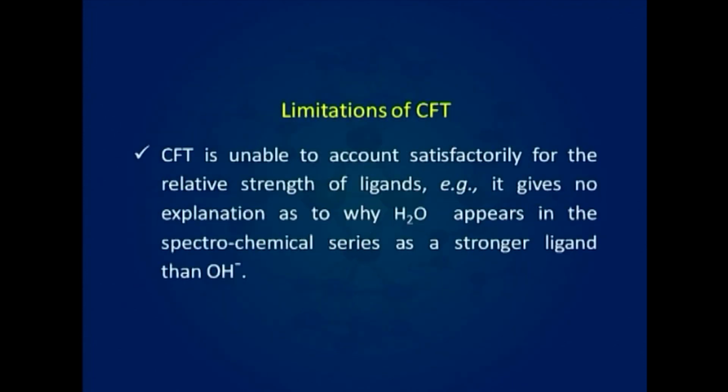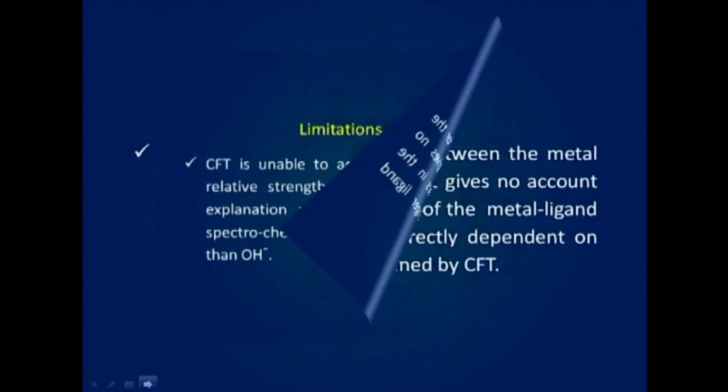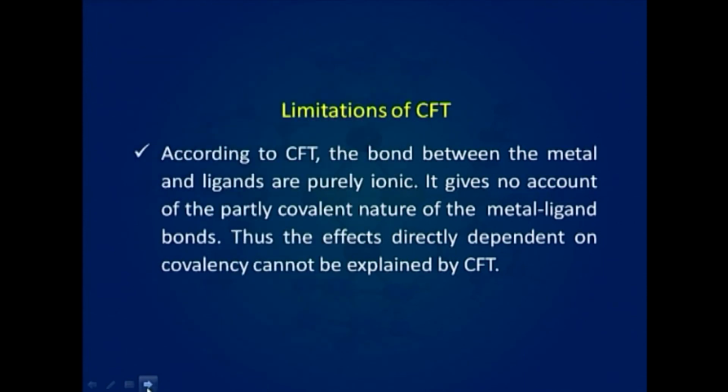Crystal field theory is unable to account satisfactorily for the relative strengths of the ligands. For example, it gives no explanation as to why H2O appears in the spectrochemical series as a stronger ligand than OH-. According to crystal field theory, the bond between the metal and ligands is purely ionic. It gives no account of the partly covalent nature of the metal ligand bonds. Thus, the effects directly dependent on covalency cannot be explained by crystal field theory.